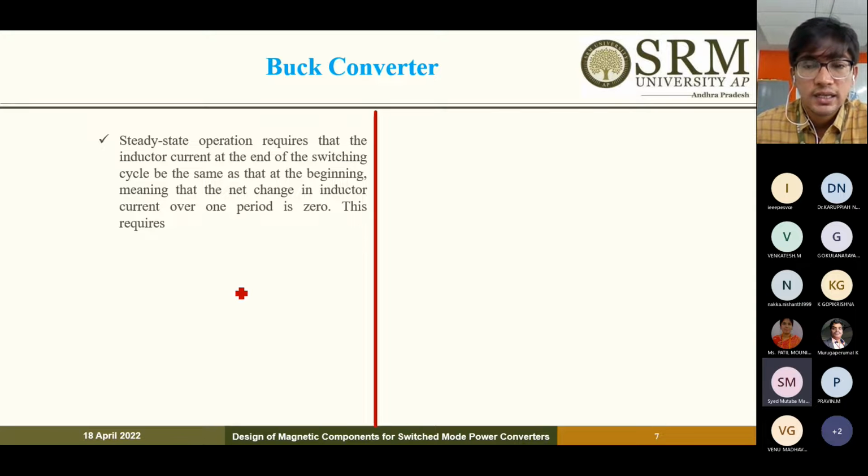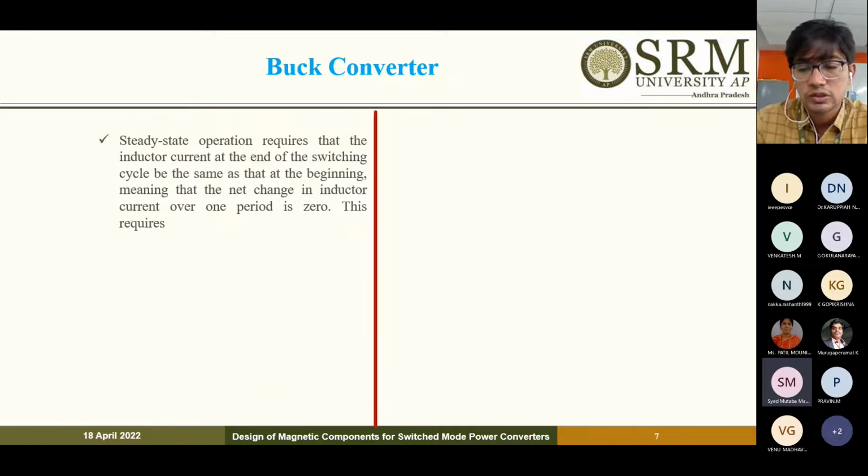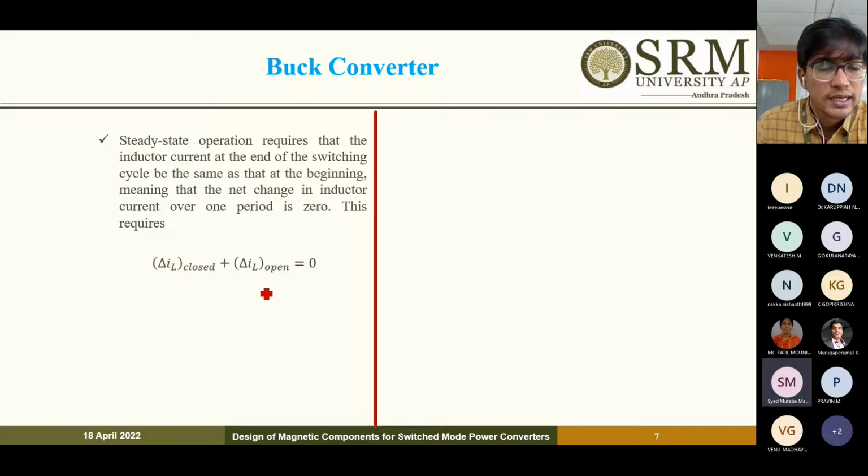The other way is that under steady state operating condition, the inductor current at the beginning of the cycle and at the end of the cycle should be the same. That means the net change in magnitude over the cycle is 0. That means del IL closed, during the turn on condition, plus del IL open, during the turn off condition, should be equal to 0. We have calculated del IL closed as (Vs minus V0) by L into dt, and del IL open as minus V0 by L into (1 minus D)T. So this will be equal to 0.